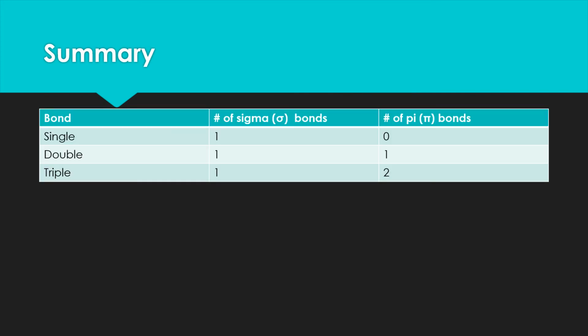So to summarize this, if we have a single bond, we have 1 sigma bond and 0 pi bonds. If it's a double bond, it consists of 1 sigma bond and 1 pi bond. If it is a triple bond, then it consists of 1 sigma bond and 2 pi bonds to create that total of a triple bond.